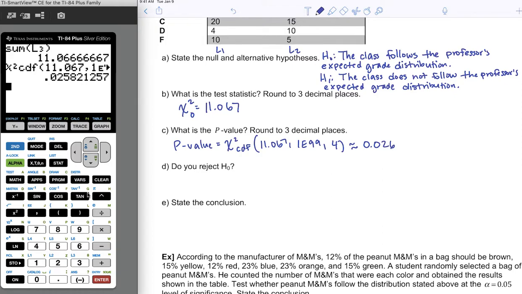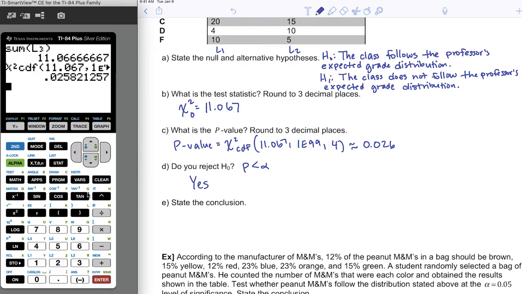Okay, part D, do you reject H0? Well, our level of significance alpha was 0.05. The p-value is less than alpha, which means yes, we do. Our results are statistically significant, which means they were unlikely to have happened if H naught were true. Therefore, we reject H naught.